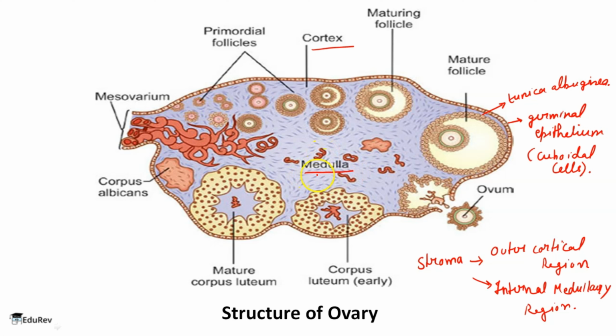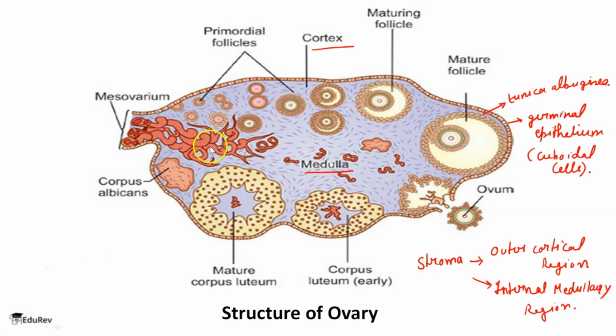If we talk about them separately, in the cortical region, follicles are present. You can see the primary follicle, the secondary follicle, tertiary and Graafian follicles. So what happens? Primary follicles convert into secondary follicles, and secondary follicles will convert into tertiary follicles, and then at the last it will convert into Graafian follicles. So these are all present in our cortical region. Now if we talk about the medullary region, many blood vessels are present inside it. You can see the blood vessels. Elastic fibers are present, and smooth muscles are present in this region.